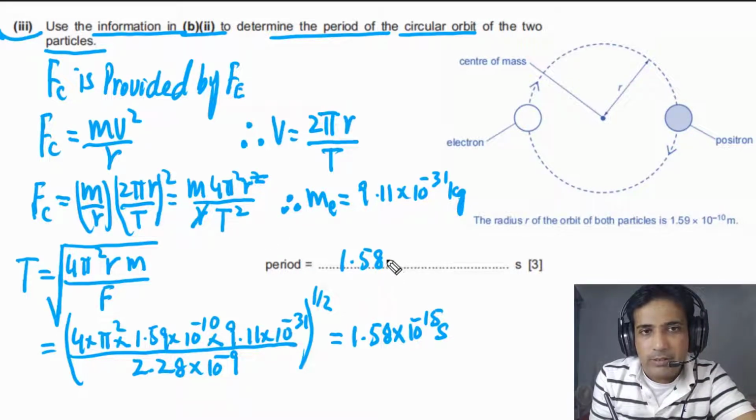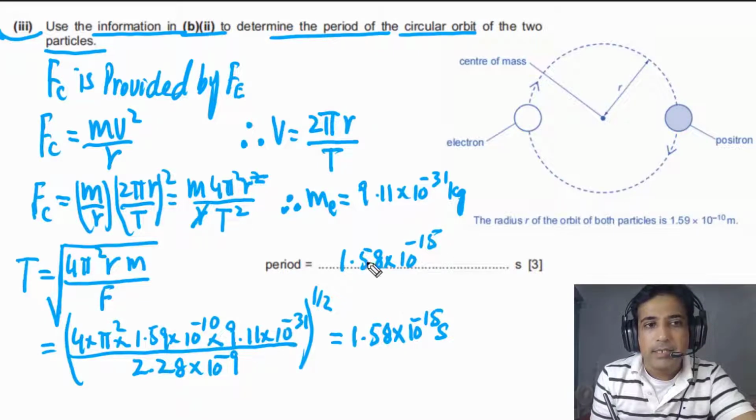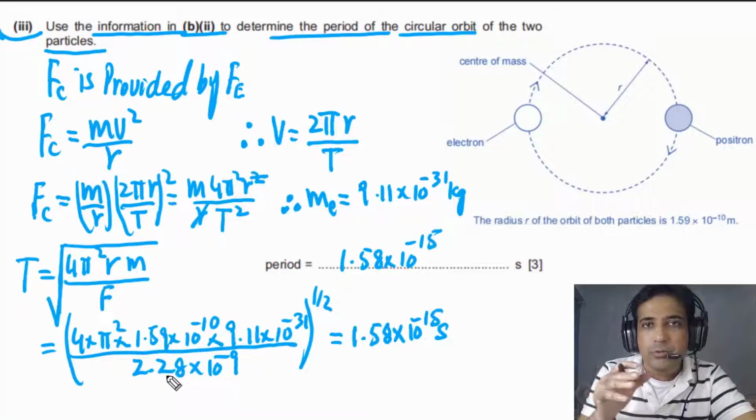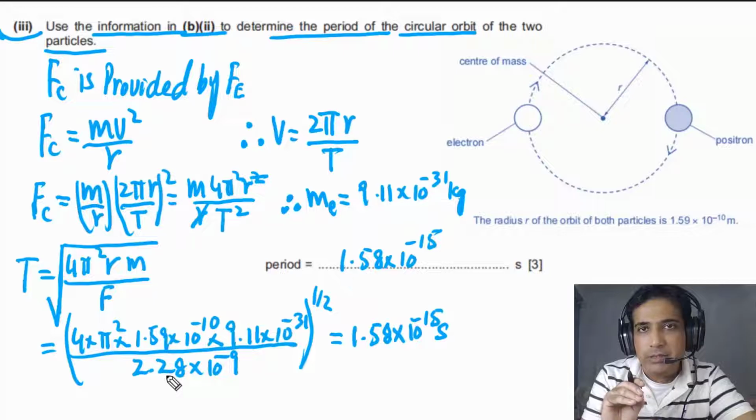Our answer is up to 3 SF because here we have 3 SF, 3 SF, 3 SF. In our final answer, we need to consider the least number of SF. Our data has a least number of 3 SF, so our final answer is also up to 3 SF. So this is our final answer.